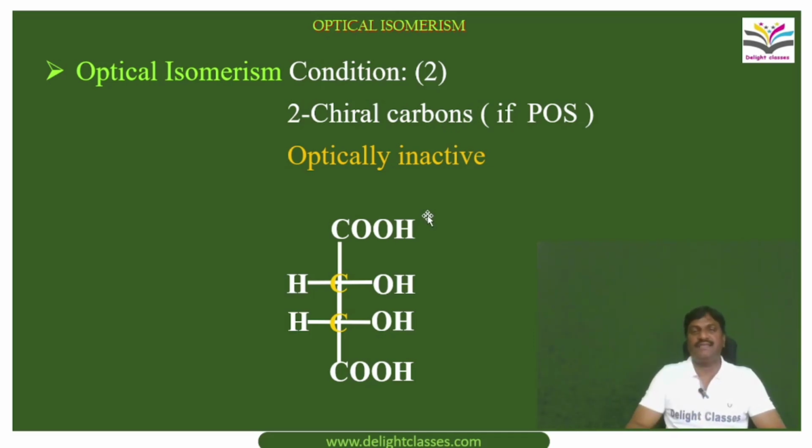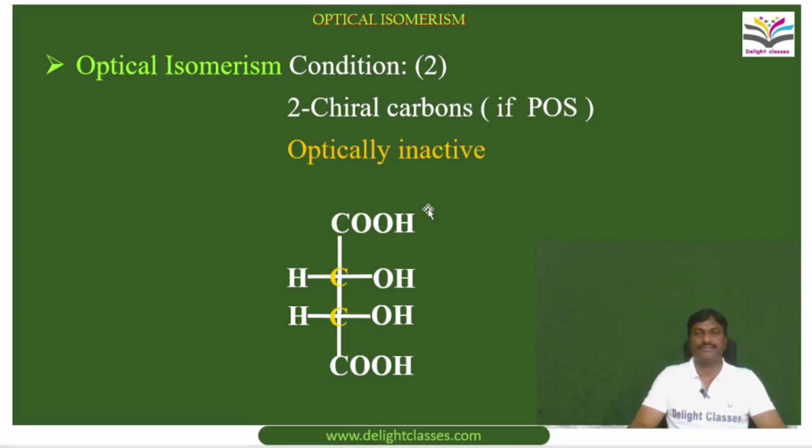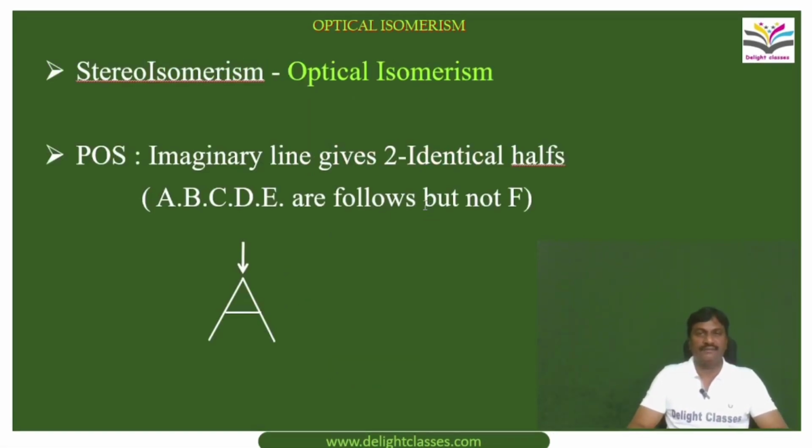If a plane of symmetry is there, that is optically inactive. How to identify the plane of symmetry? That's your doubt. I'll clarify your doubt. Now look at the alphabet A, B, C, D, E. Now I'm going to take only one example, A.